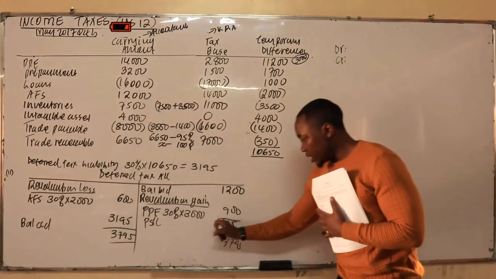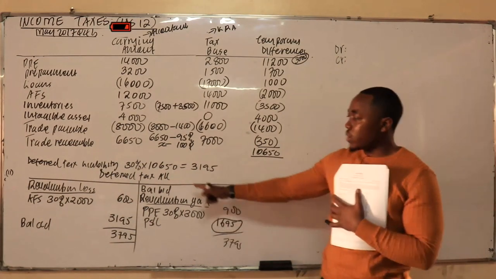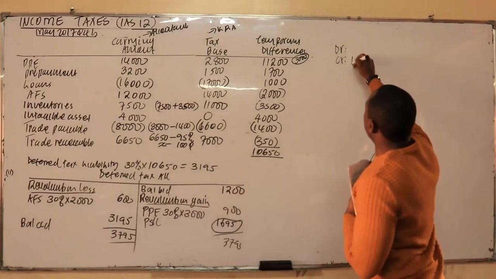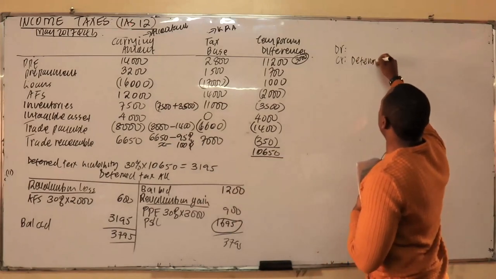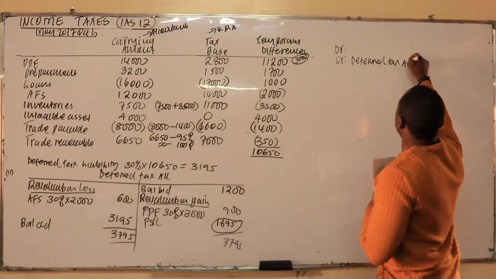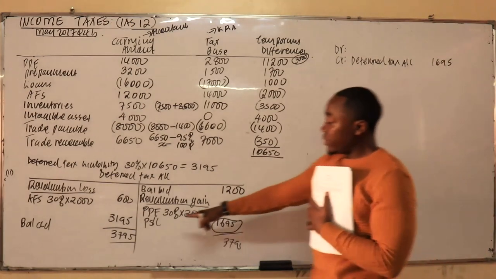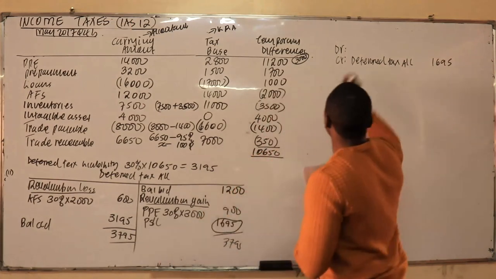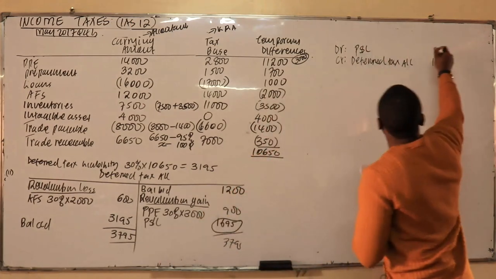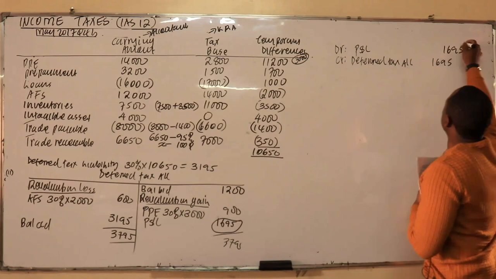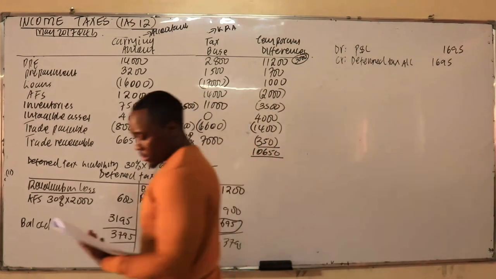We are taking the change. You have credited which account? Deferred tax. So you credit the deferred tax account with an amount of 1,695. You debit P&L, or the income statement, with an amount of 1,695. So you can copy.